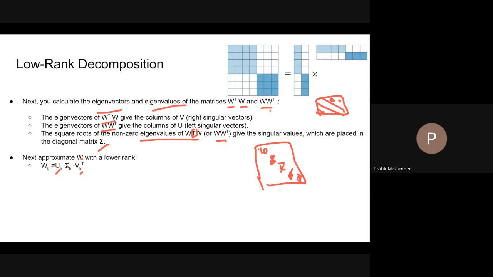Generally, you arrange them in descending order. So you have the higher valued eigenvalues first and the lower valued eigenvalues later. What I'll do is, suppose I take only the first two eigenvalues.